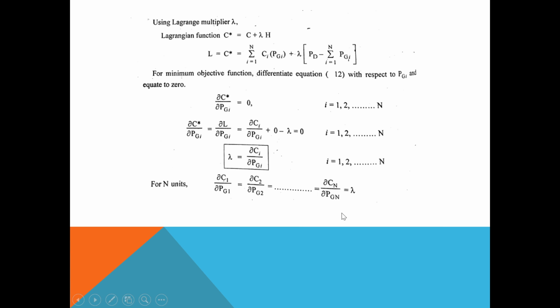In the next video, we will discuss the lambda iteration method to find a solution for economic load dispatch.